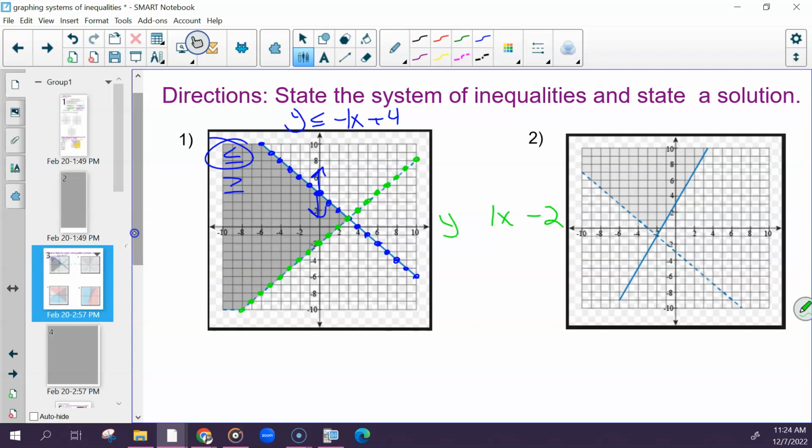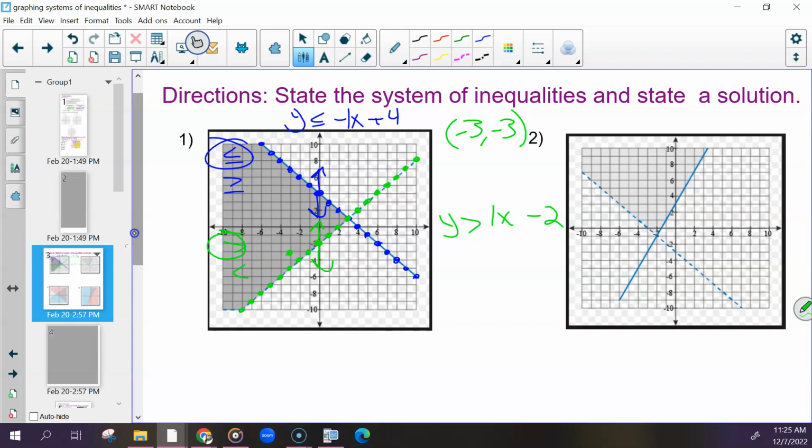We know this is a dashed line, so this is either going to be a greater than or less than, strictly greater than, strictly less than. So if we look at our y-intercept, is this shaded above this line or below it? Above. So that would be greater than. The question asks us to state a solution that would fall in the overlapping shaded area. So someone give me one ordered pair that would be a solution. There are a bunch that you could choose. As long as it falls in here, if it's anything that falls on the line, you have to double check to see does it work or not.